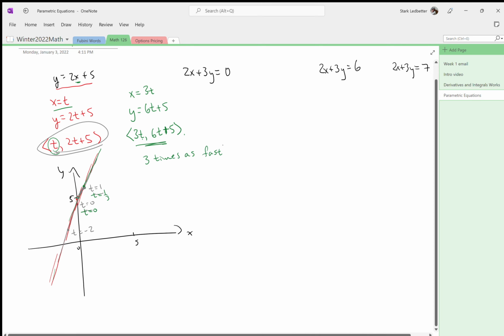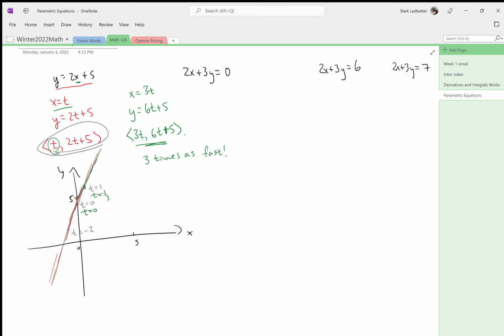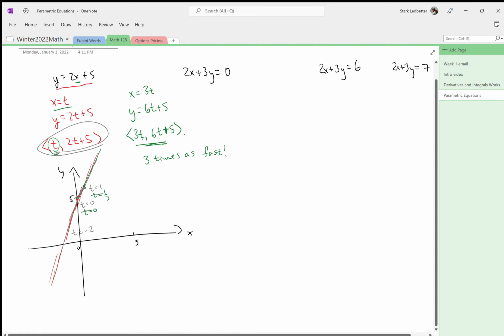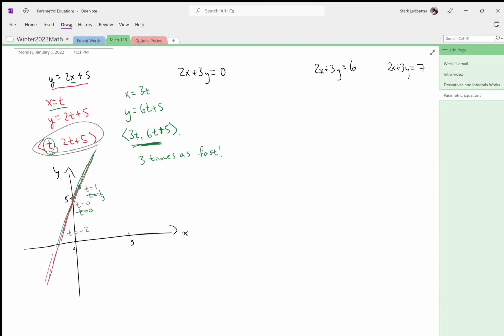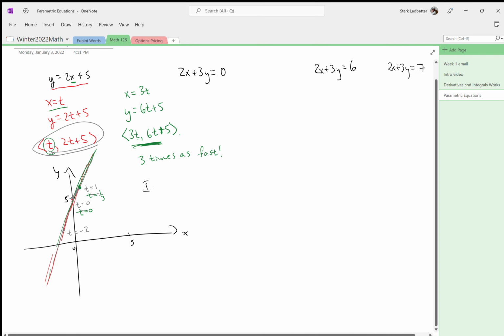So this can be important if your parametrization actually means something. If you're an air traffic controller, I don't know if air traffic controllers actually work with these, but they could. These could be passive airplanes, and we could figure out whether they collide. Things like that. So it might matter how fast we're moving through space. Okay, so one important thing to remember about parametrizations in general is that every curve has infinitely many parametrizations, and some of them will look similar and some of them won't.